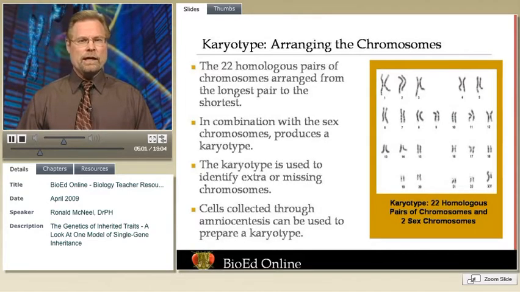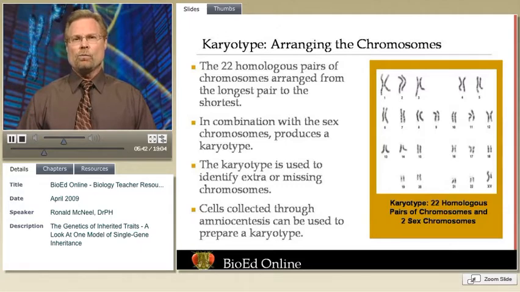The picture display of the homologous pairs of chromosomes arranged from the longest pair to the shortest, plus the two sex chromosomes, is called a karyotype. A karyotype is useful in medical genetics to identify any extra or missing chromosomes. Cells collected through a medical procedure called an amniocentesis can be used to prepare a karyotype. A karyotype is beneficial to the physician in determining chromosomal number abnormalities such as Down's syndrome.